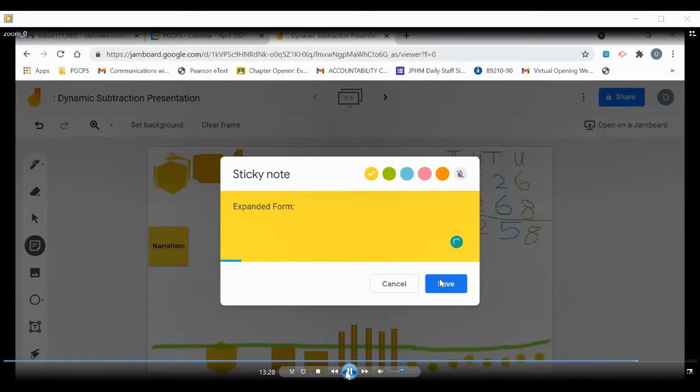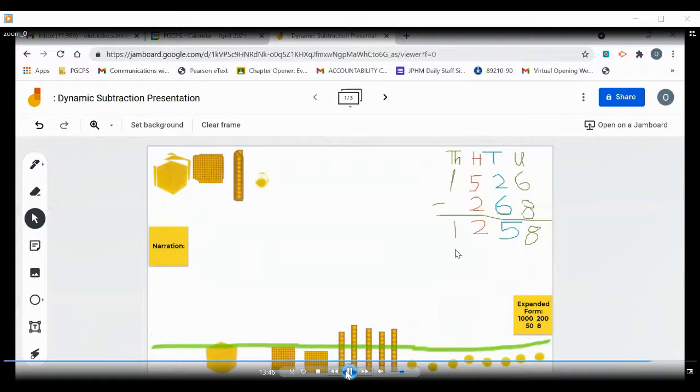The expanded form is 1,000, leave a little space, 200, leave a little space, 50, 5 tens, leave a little space, 8 units. That's the expanded form of my answer. My answer is 1,258, written in standard form, and I also wrote it in expanded form.